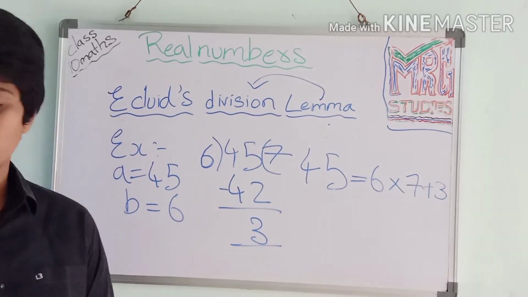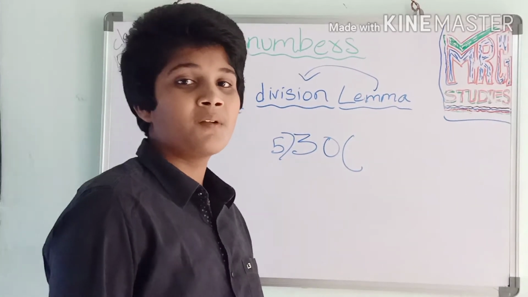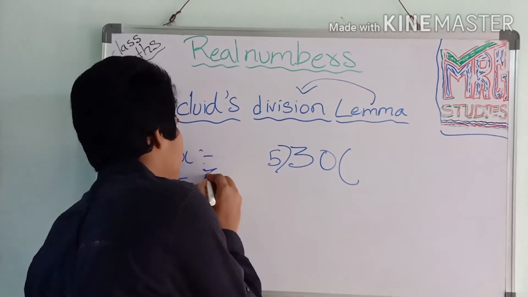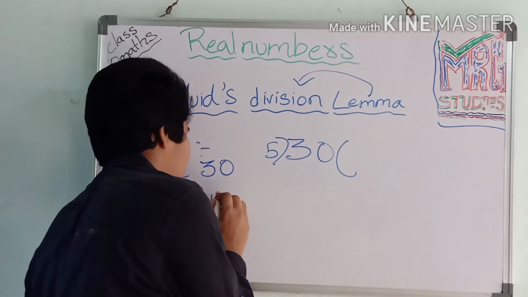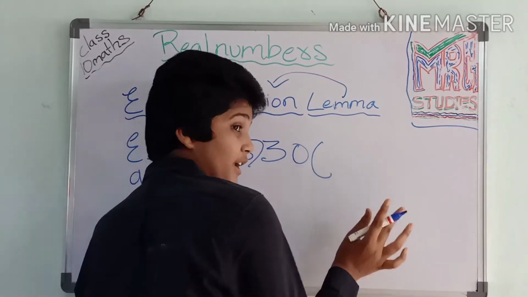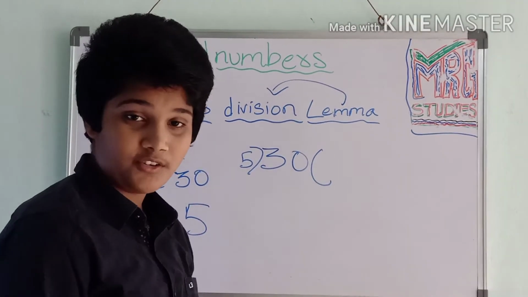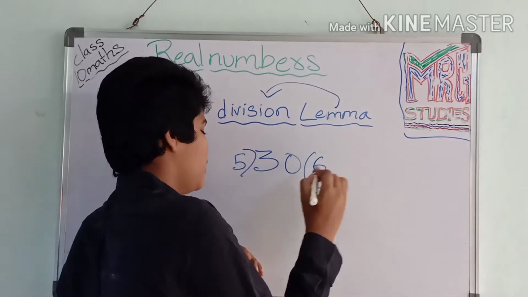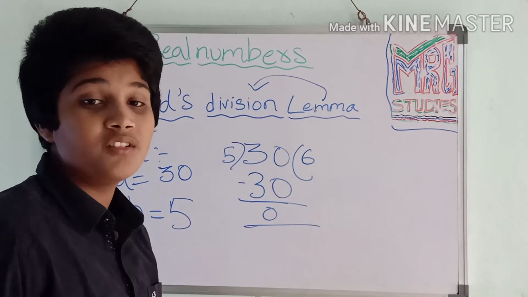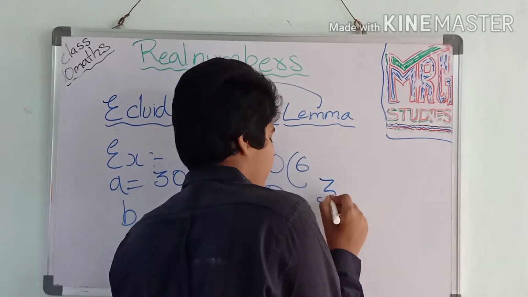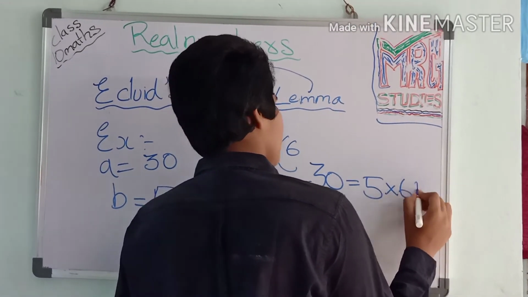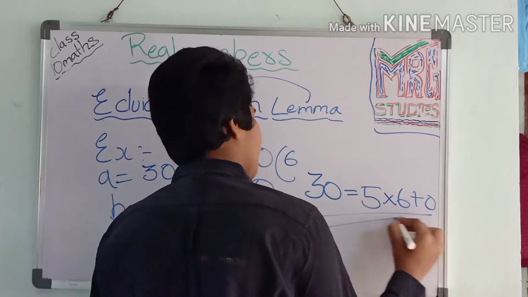I will show you one more example. For example, a equals 30 and b equals 5. Now, 5 ones are 5, 5 twos are 10, 5 threes are 15, 5 fours are 20, 5 fives are 25, 5 sixes are 30. Now we should write this division in its setup: 30 equals 5 into 6 plus 0. So this is the setup of 30.